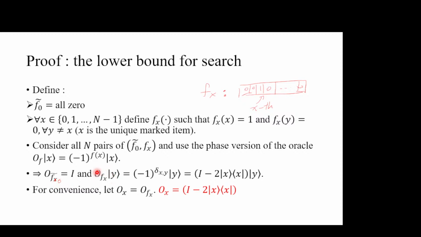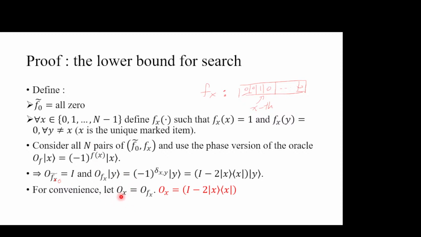And let me think about what's O_f sub x on y. You get a minus 1 if and only if x equals y, because you only have this one marked item. You can write this as identity minus 2 times the projector of y, because if y equals x, then you get a minus 2 here, and minus 2 on this 1 becomes minus 1. And if y doesn't equal x, then you don't have this thing, and it's just back to identity on y, back to y. Now we change our notation a little bit more, because we find out that we don't need to write this O_f tilde sub 0, and so we actually don't need to write this small f anymore, and we just call this O_f sub x as O_x.